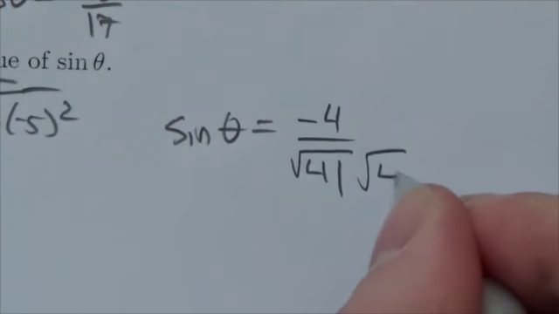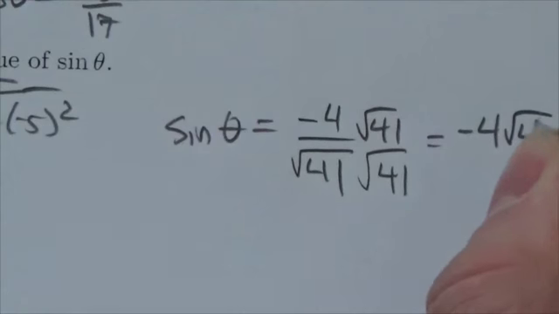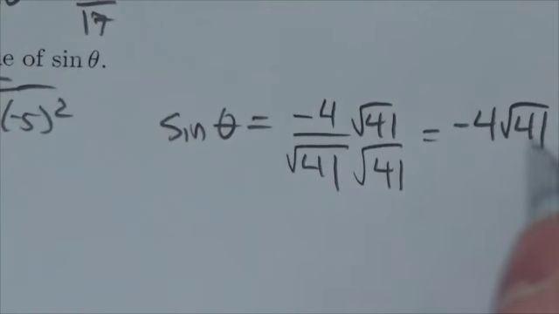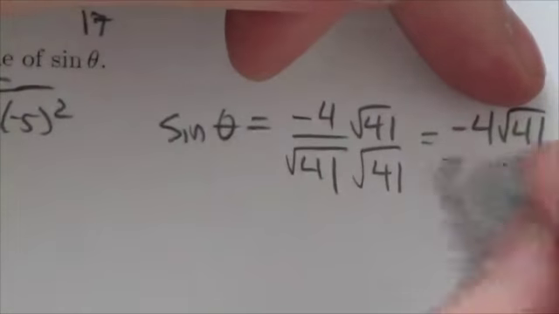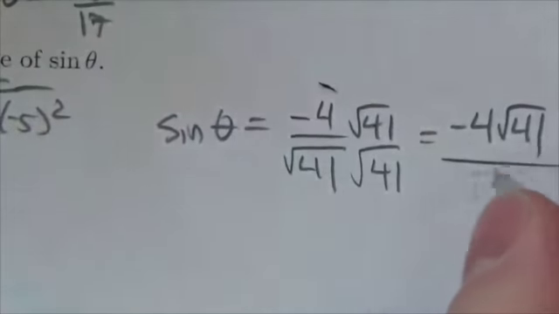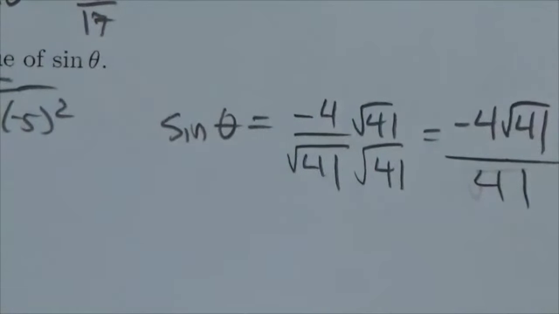However, I know there seems to be a lot going on here. I am very likely going to have to rationalize my answer and make this -4 root 41, all over, if I've rationalized the denominator, I've gotten rid of the square root, so that shouldn't be there. That should have just ended up being 41. And that is the exact value, or the exact answer that I'm looking for.